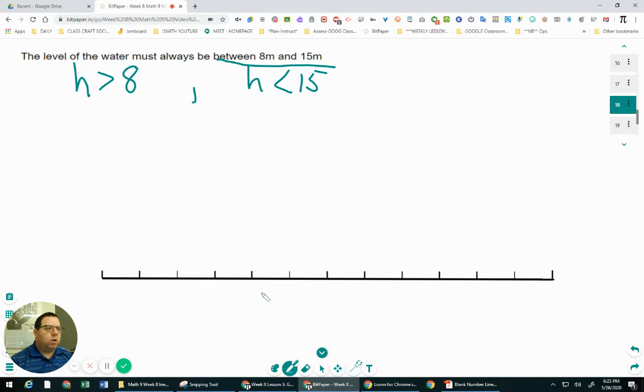So let's start marking some boundary points. I think we have enough room here. 6, 7, 8, 9, 10, 13, 14. Yeah, we do. 15, 16, 17, 18. Okay. So on one hand, the water level has to be greater than 8.